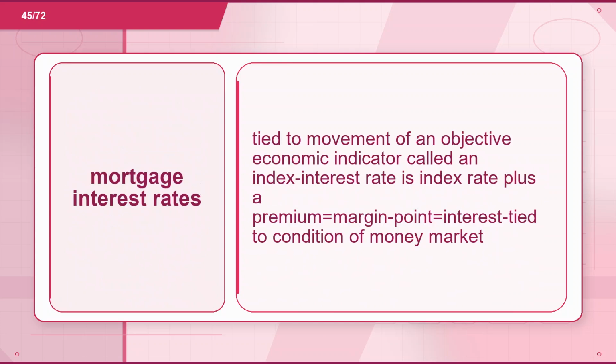Flashcard 45, term: mortgage interest rates. Definition: tied to movement of an objective economic indicator called an index. Interest rate is index rate plus a premium, equals margin, points, equals interest tied to condition of the money market.